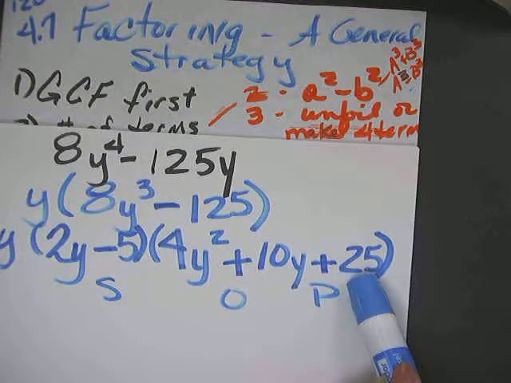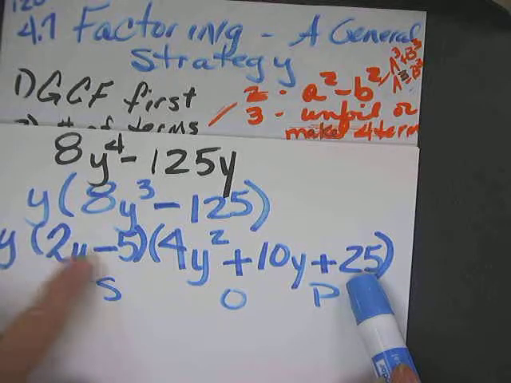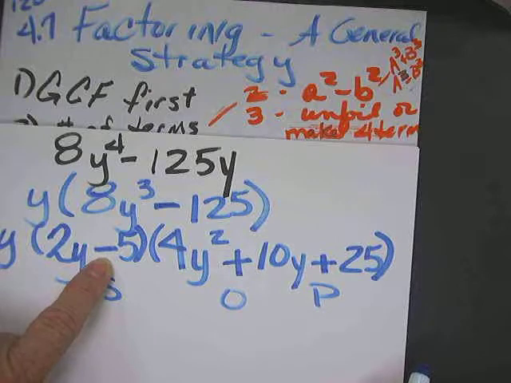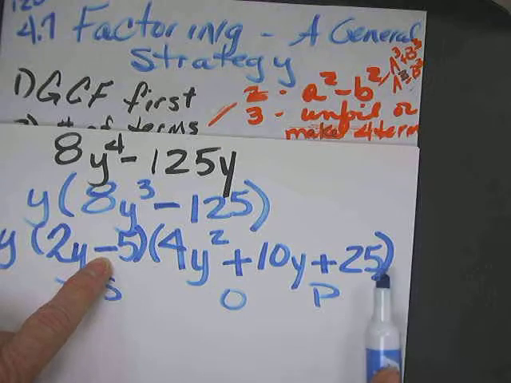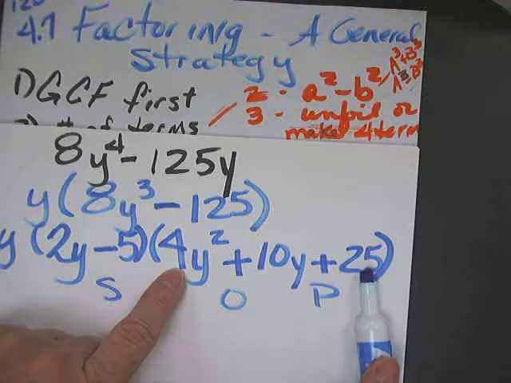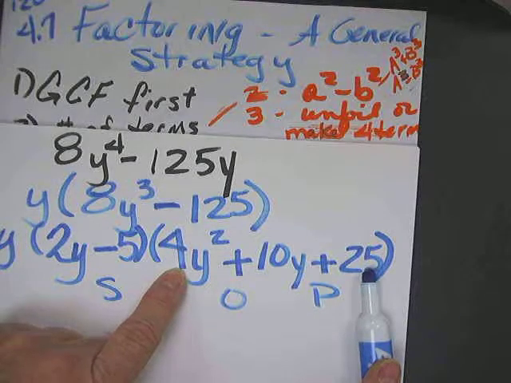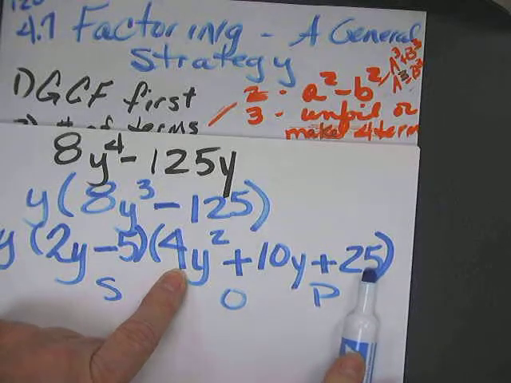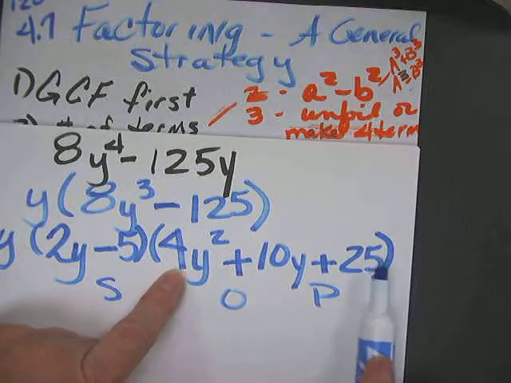How do we figure out the signs? We swap the signs. Same, opposite, positive. What's this the same as? Same as this, right? The opposite of that is plus. P is always positive.